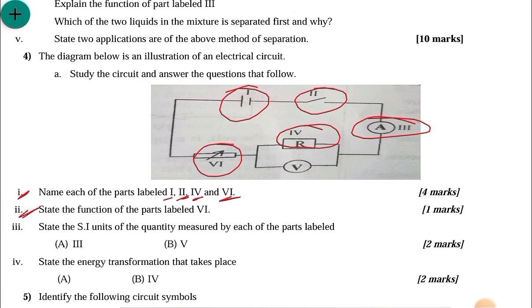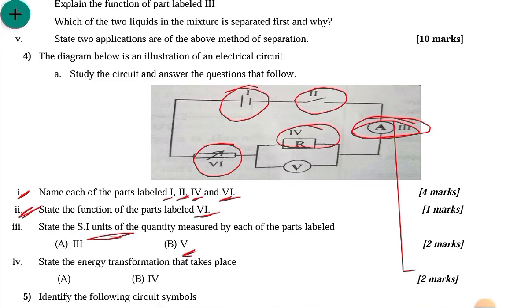So the next one is, state the function of V. V, the function is, it is used to control the flow of current. It's also known as a variable resistor. So used to control the flow of current. Then III. It says, state the SI unit of the quantity measured by III. III is an ammeter. An ammeter is used to measure current. So the unit for current is ampere.